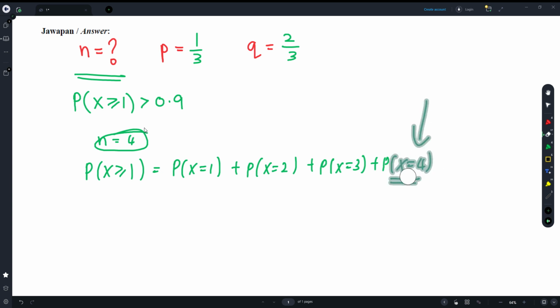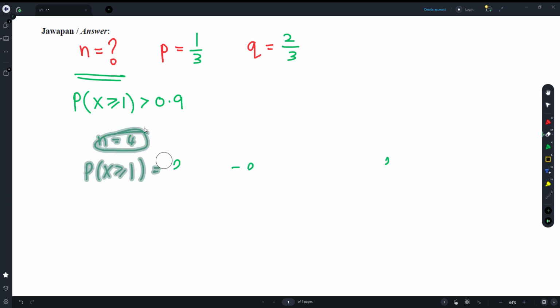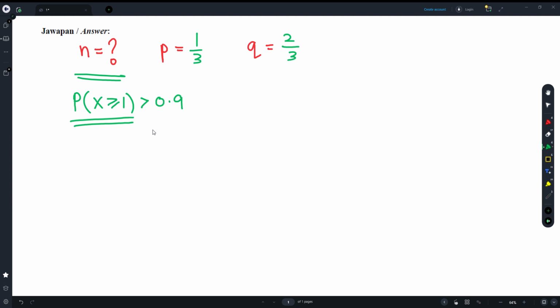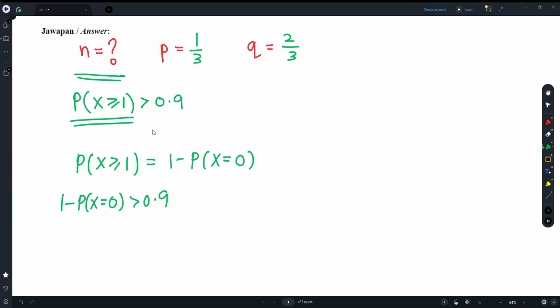When we face this kind of scenario, we have to use the supplementary method. What is meant by the supplementary method? Because probability x must be greater than or equal to 1, we can also say that the probability of x being greater than or equal to 1 is equivalent to 1 minus the probability of x equals 0. This will be a better approach to settle this question. So we write 1 minus probability x equals 0, greater than 0.9. I literally replace this one with this information. That's all, as simple as that.